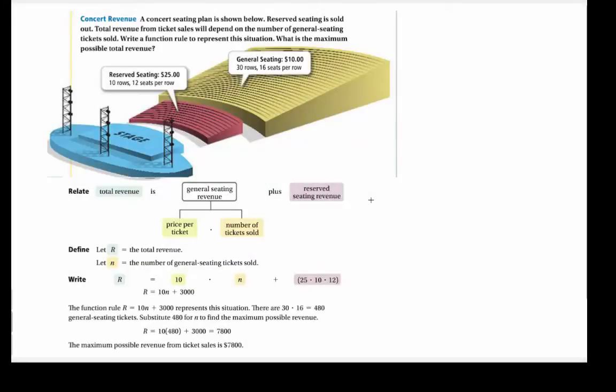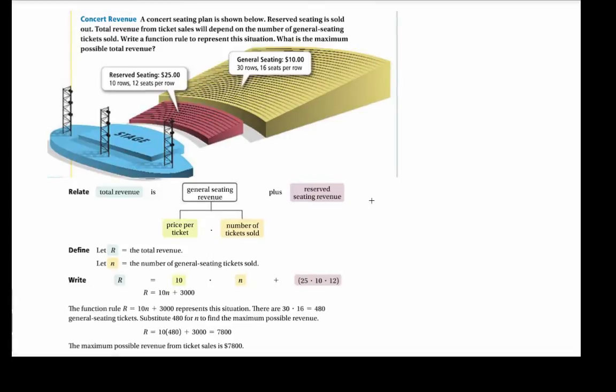Okay, so here's another example dealing with concert revenue. A concert seating plan is shown below. Reserve seating is sold out. Total revenue from ticket sales will depend on the number of general seating tickets sold. Write a function rule to represent this situation. What is the maximum possible total revenue?